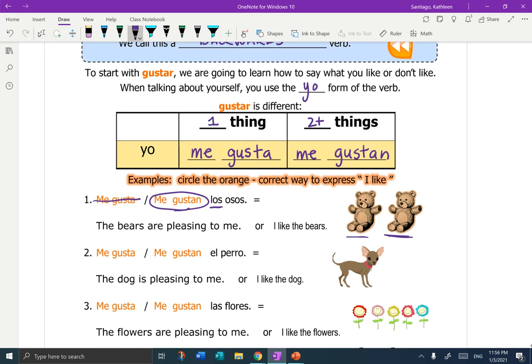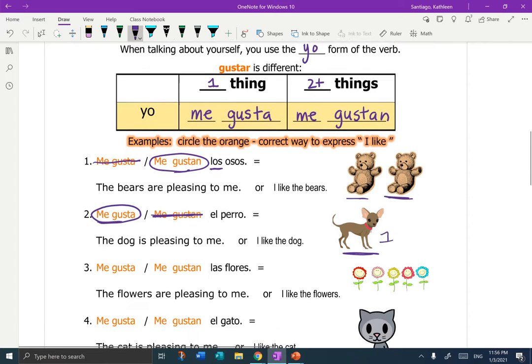Me gusta or me gustan el perro? How many dogs are there? Just one. So it would be me gusta el perro. And remember, it's the dog is pleasing to me. In English, we would say I like the dog.